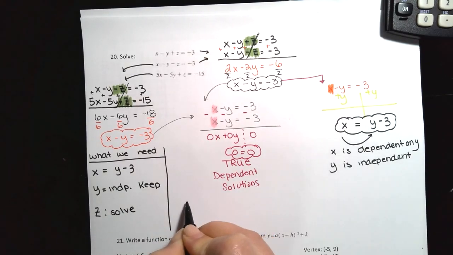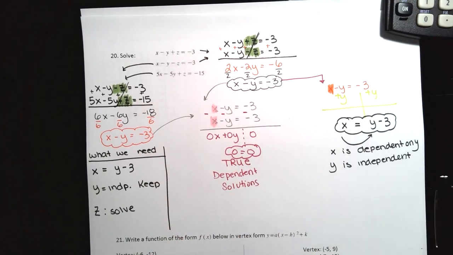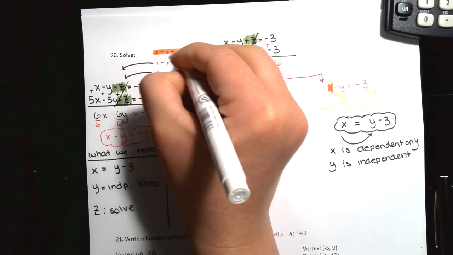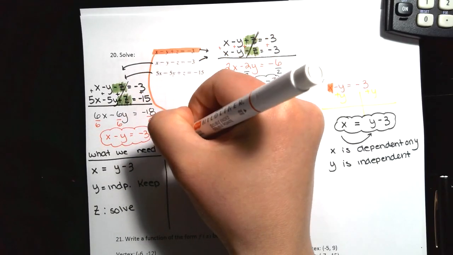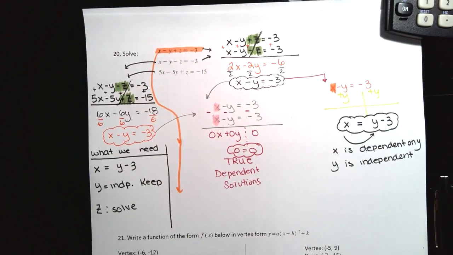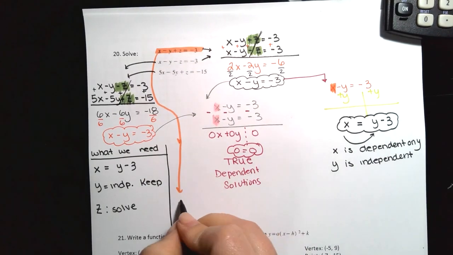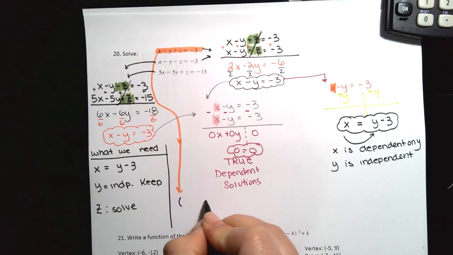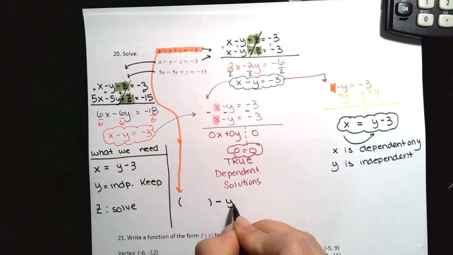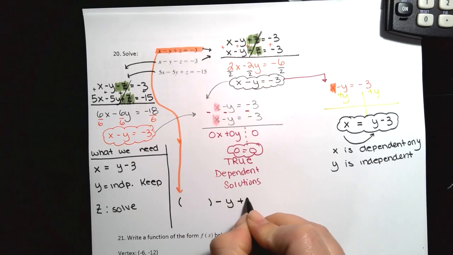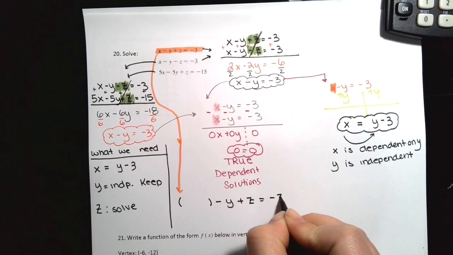When we go to solve for z, we're going to pick up one of the original equations. Again, I just choose the one that's on top. It doesn't really matter which one you choose. Let's bring it all the way down. We're going to copy and open up for x. We're going to keep y because it's independent, and I'm going to keep z because that's what I need to solve for.